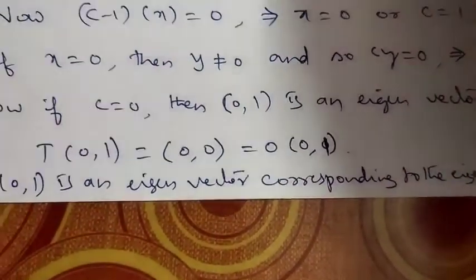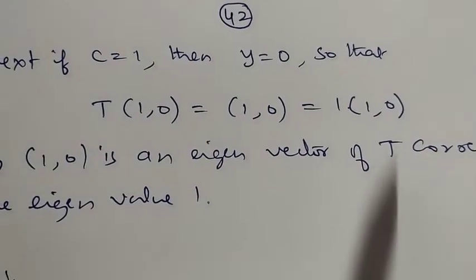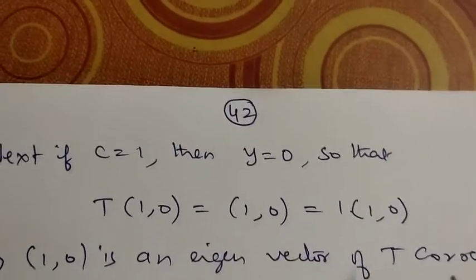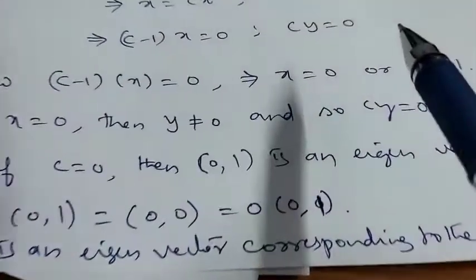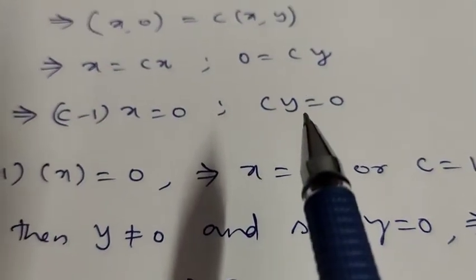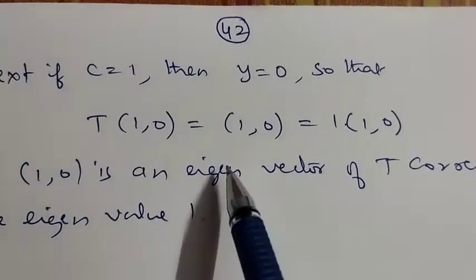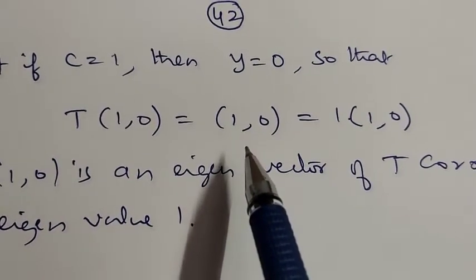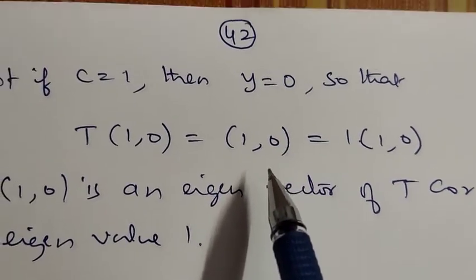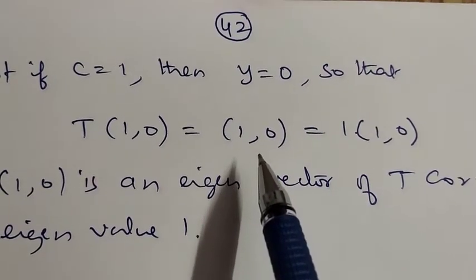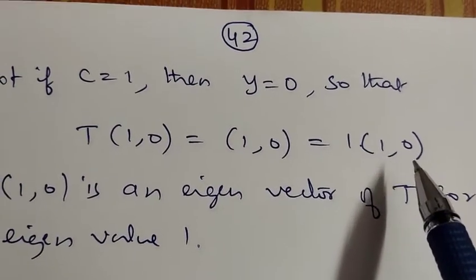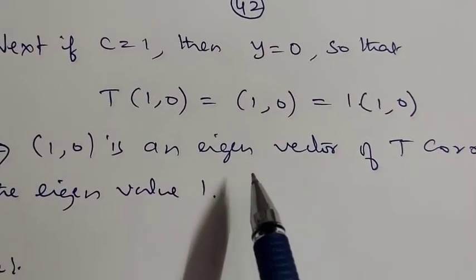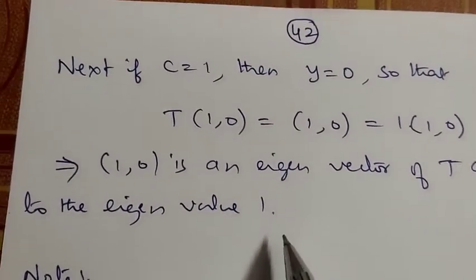Next possibility is c equal to 1. So if c is equal to 1, what will happen? As x cannot be 0, therefore y must be equal to 0, because c times y is equal to 0 and c is 1. So T of (x, y) is equal to T of (1, 0), which is (1, 0), because T of (x, y) is (x, 0) and x is 1. This can be written as 1 times (1, 0). Therefore, (1, 0) is an eigenvector of T corresponding to the eigenvalue 1.